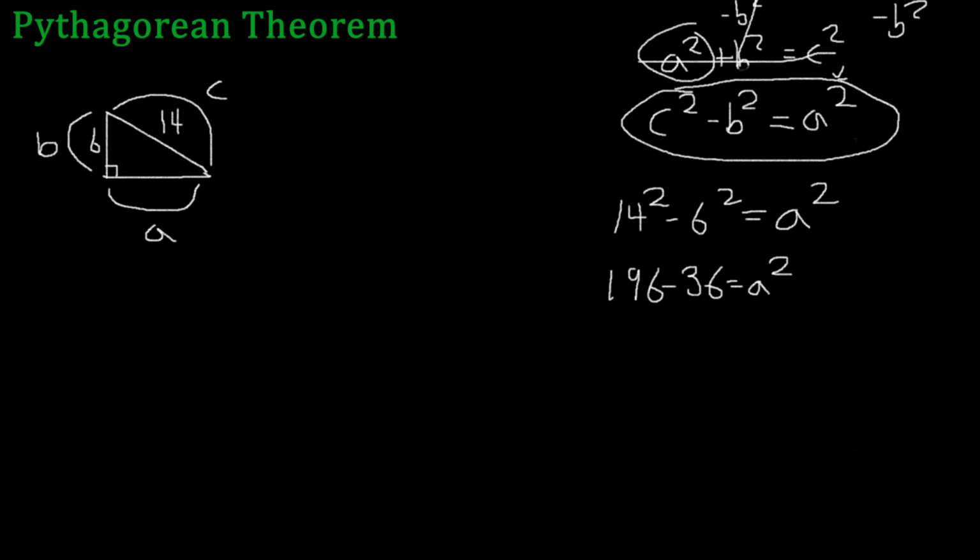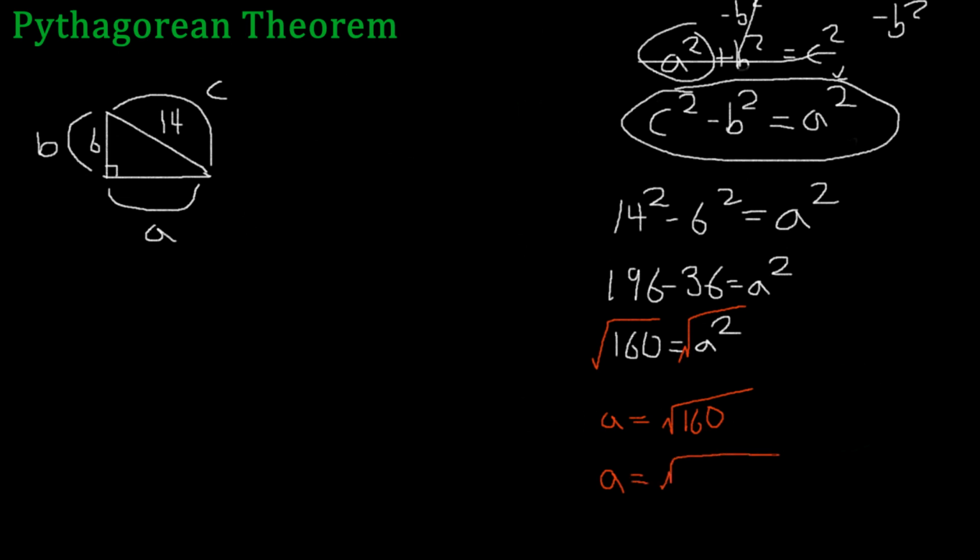So we know that this is 196 minus 36, which is 160, equals a squared. So we have to take the square root of 160, and then we get a equals the square root of 160. Then we can simplify this.